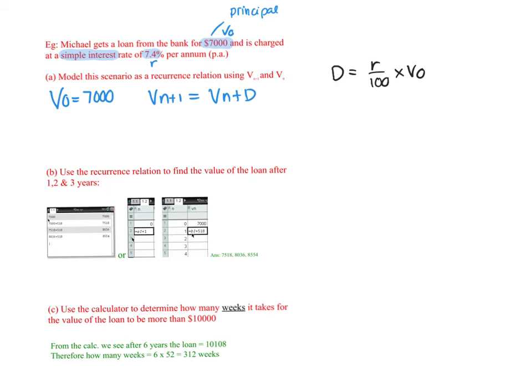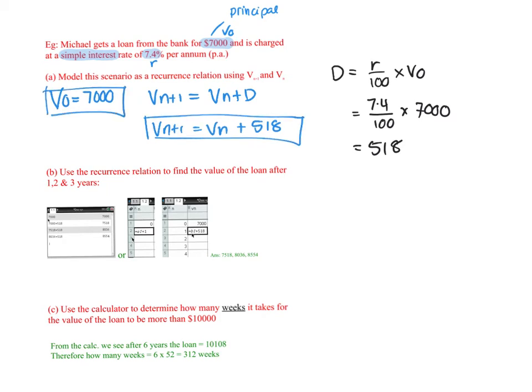So I'm saying that the rate is 7.4 over 100 times V0, which is 7,000, and we end up with 518. So there's how I found it. So I can finish off my recurrence relation here and actually write it in as plus 518. Okay, so you need these two things to get your marks for the recurrence relation.